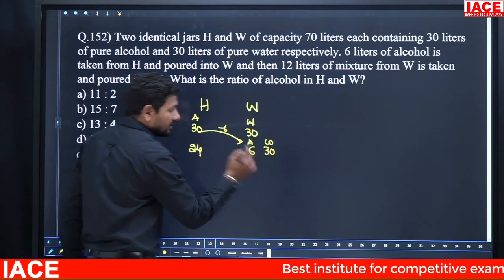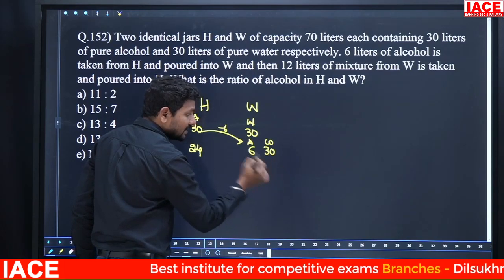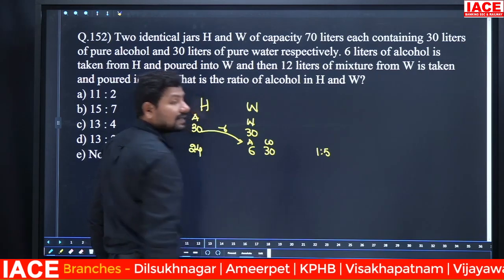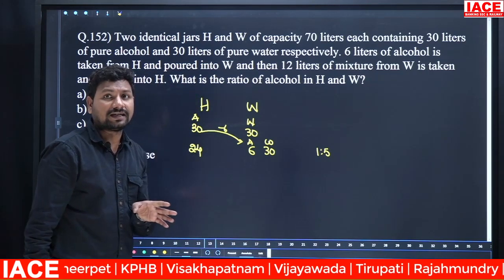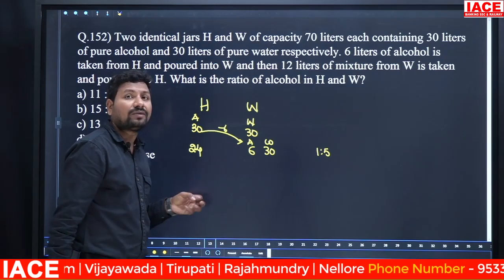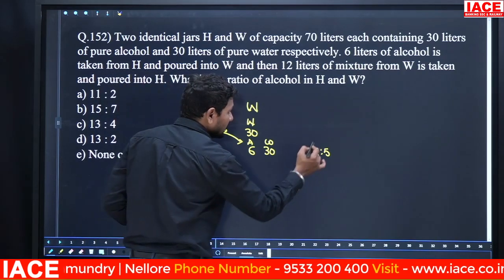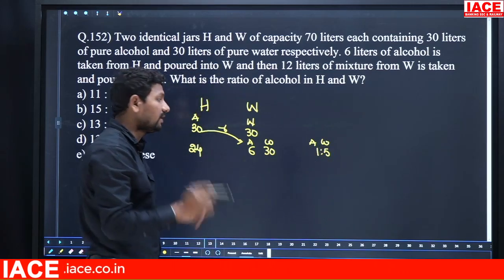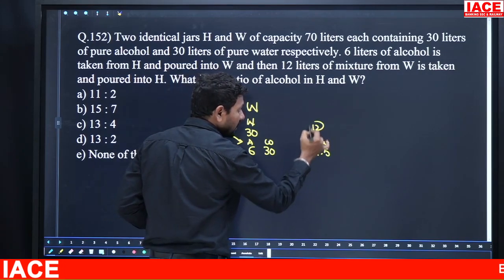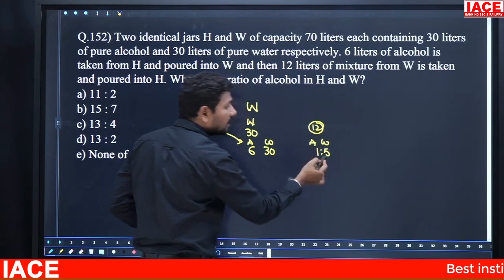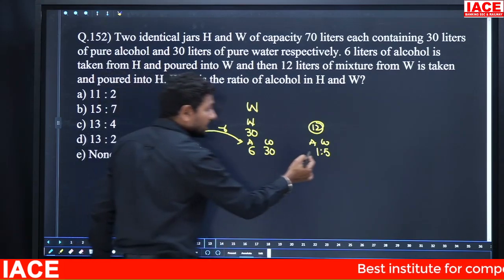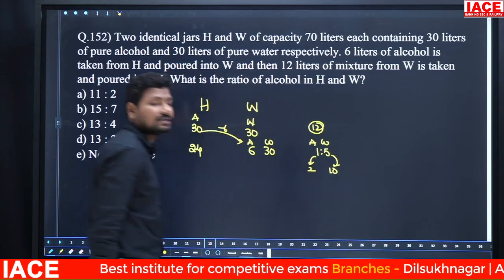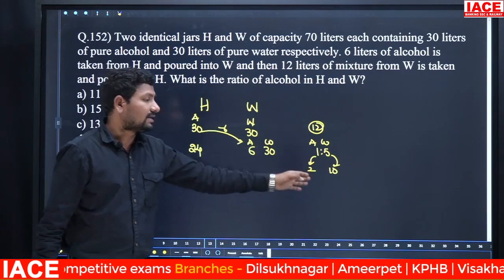Now, 6 and 30. 6 and 30 means 1 and 5. Its ratio becomes what? 1:5. Okay, 30 plus 6, how many liters are there? 36 liters are there. Out of 36 liters, we are taking how many liters? 12 liters. This 12 liters also contains alcohol and water in the ratio 1:5. Then 1 plus 5 is equal to 6 parts. 6 parts is equal to 12 liters, so 1 part is equal to 2, and 5 parts is equal to 10. Alcohol is 2 liters. Water is 10 liters.